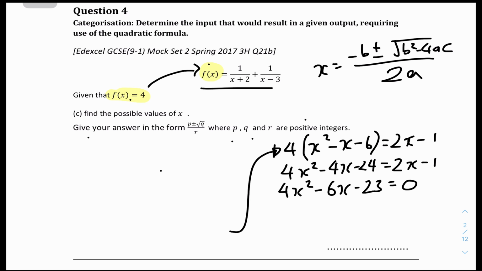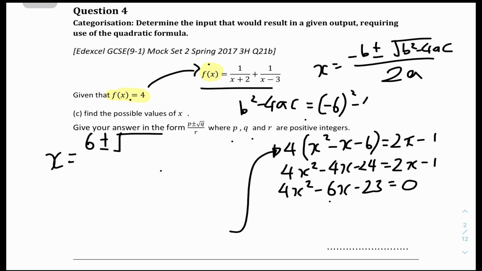So the quadratic formula: x equals, in this case the b value is minus 6, so minus 6 will be just 6. So it will be 6 plus or minus the square root of the inside, which will be b squared minus 4ac, which is minus 6 squared minus 4 times 4 times minus 23. If you expand this out, minus 6 squared is 36 minus 4 times 4 times minus 23. We get a big number of 404.